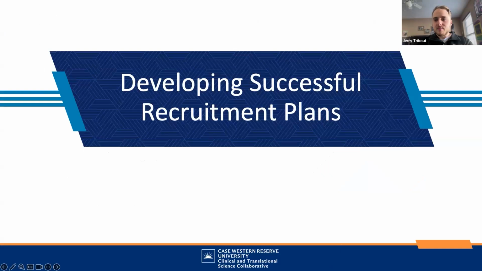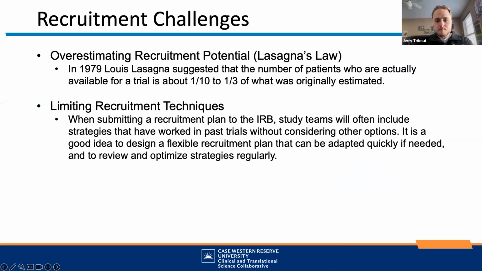So now that we've discussed some methods researchers use to recruit patients and have gone over some tips to follow when recruiting patients, let's talk about developing a successful recruitment plan. In my experience, when recruitment goes wrong, it's typically because the research team overestimated the number of participants available to recruit and did not prepare for a challenge.